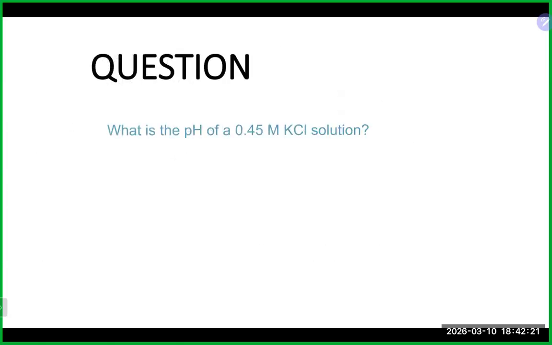All right, so take a moment here. What is the pH of a 0.45 molar KCl solution?